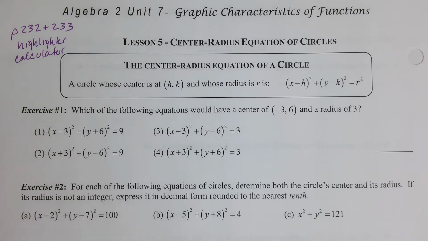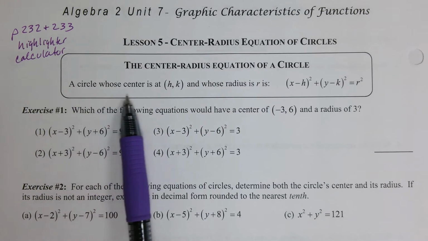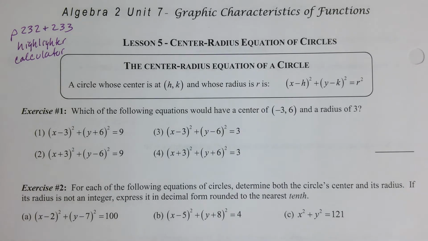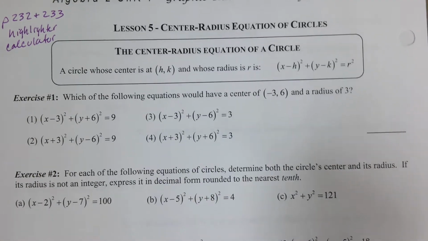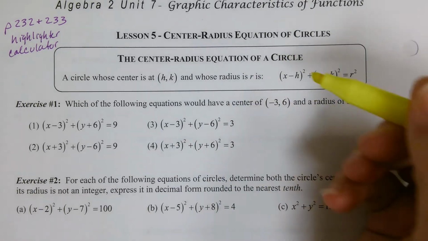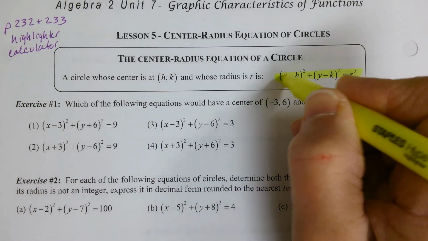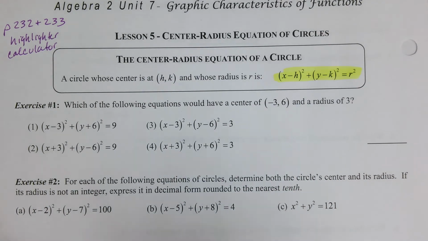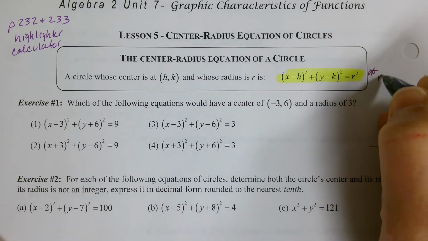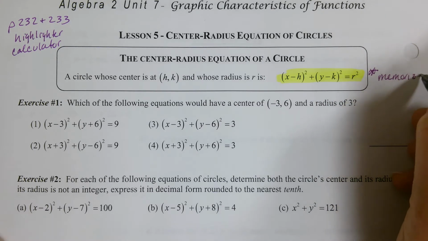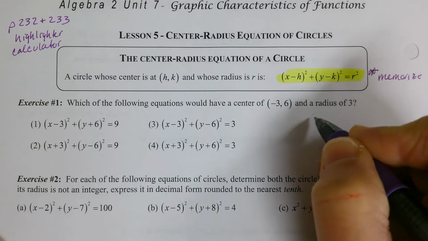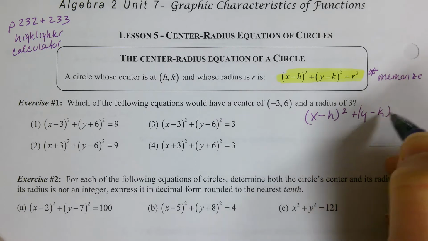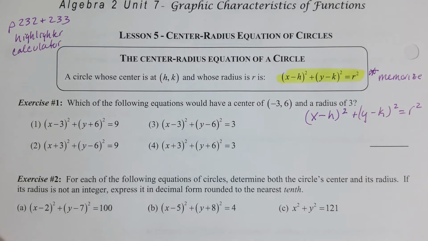The center radius equation of a circle whose center is (h, k) and whose radius is lowercase r is (x - h) squared plus (y - k) squared equals r squared. You have to memorize this. So let's write it down. (x - h) squared plus (y - k) squared equals r squared.